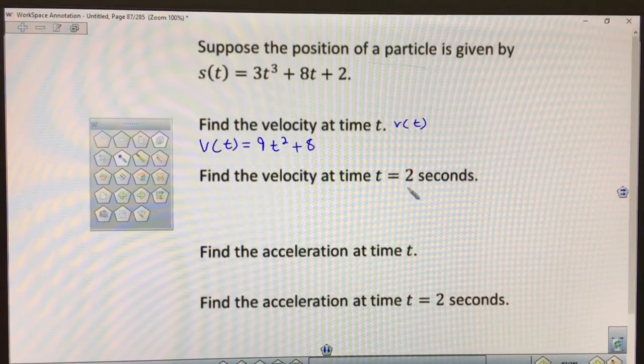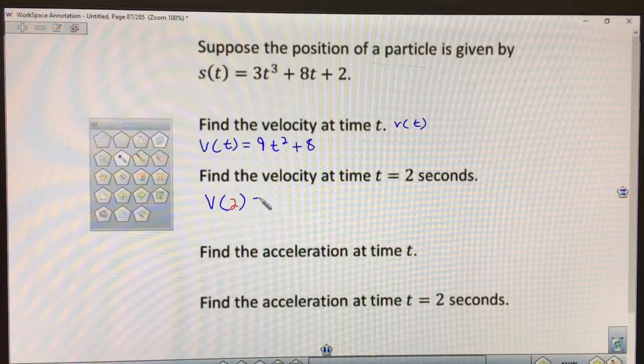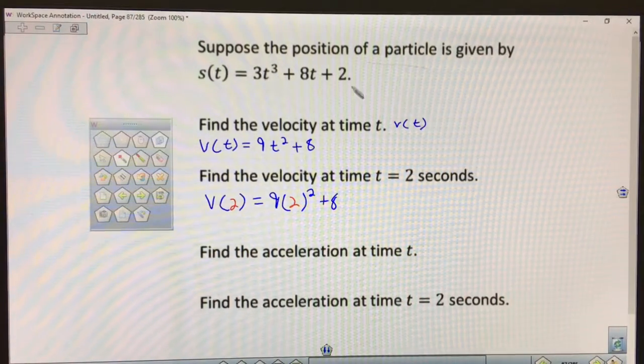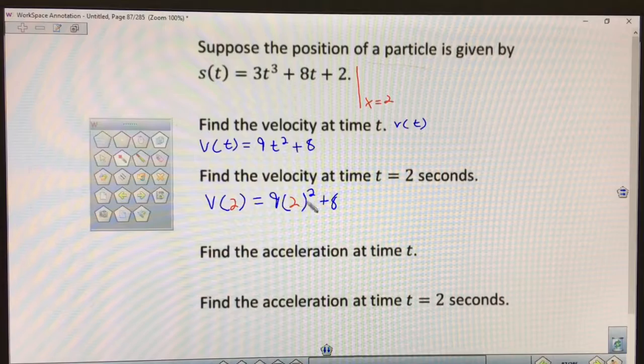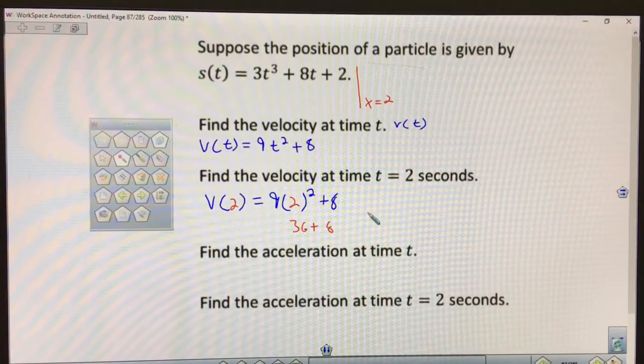And here they want you to find it at 2 seconds. So it's going to be v of t, where t is 2. No biggie. Plug in 2 wherever there's a t. And again, you could use the calculator for this if you wanted to. You could take this and plug it into the d/dx and evaluate it at x equals 2. But the arithmetic isn't that bad. That's 4 times 9, 36, plus 8. So the velocity is going to be 44.